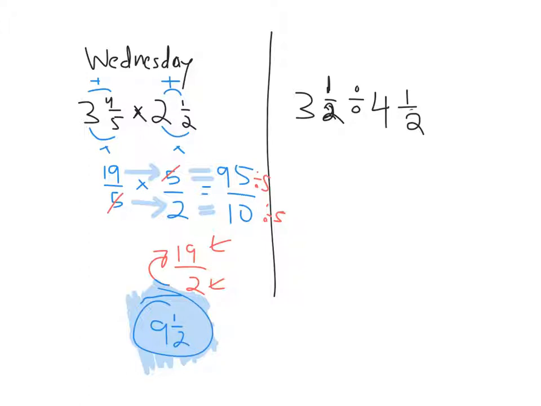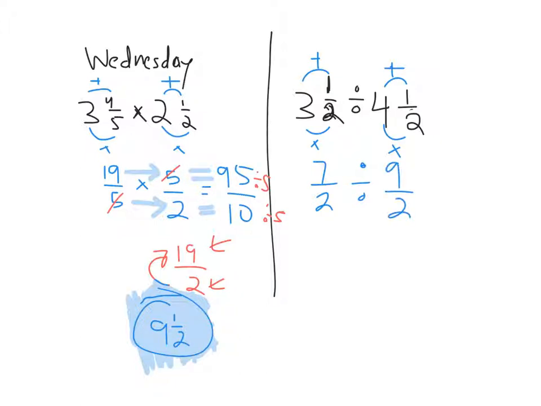I'm going to convert from mixed to improper. 3 times 2 is 6, plus 1 is 7. Okay? Keep the denominator. Then we have 4 times 2 is 8, plus 1 is 9. So we have 9 over 2. We're going to keep the denominator.